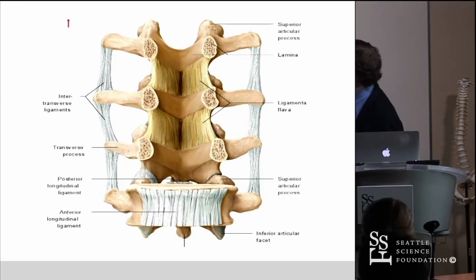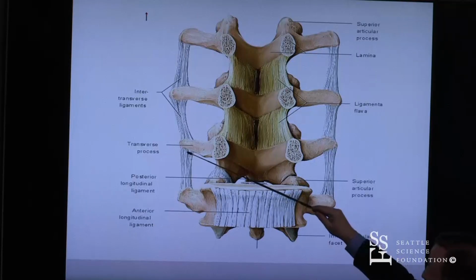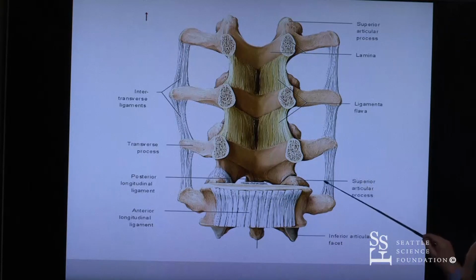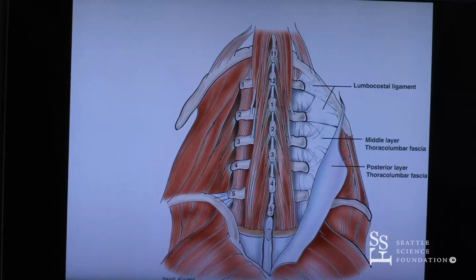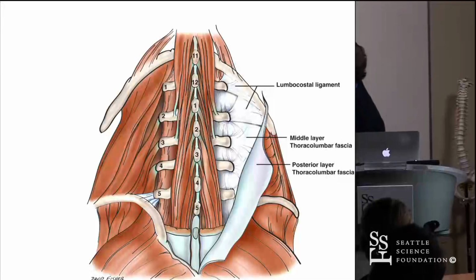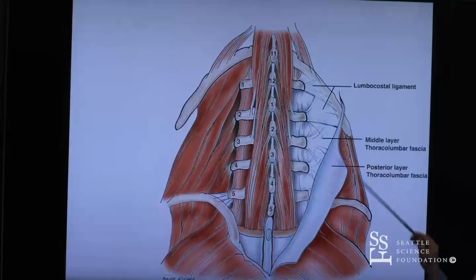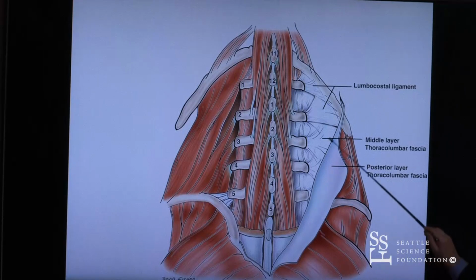Here's the anterior longitudinal ligament, capsular ligaments. We even have some intertransverse ligaments that help stabilize this area. In the thoracic region, there's a lumbocostal ligament. There's even a syndrome, lumbocostal ligament syndrome. And you can see the affiliation here between the thoracolumbar fascia that we're going to go over shortly.